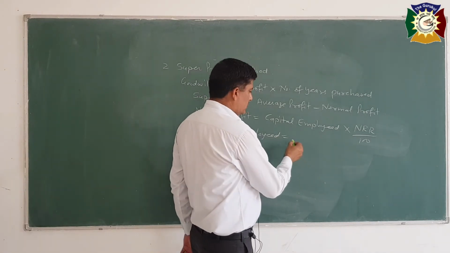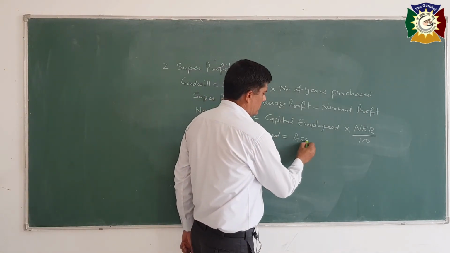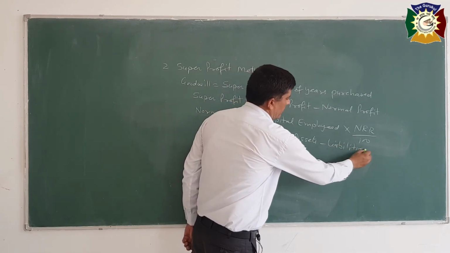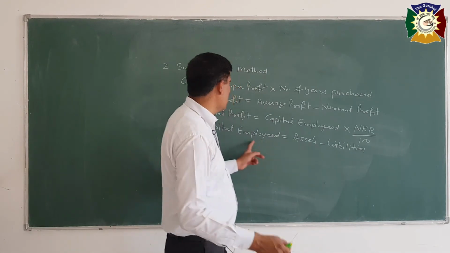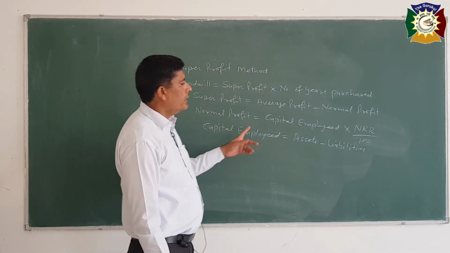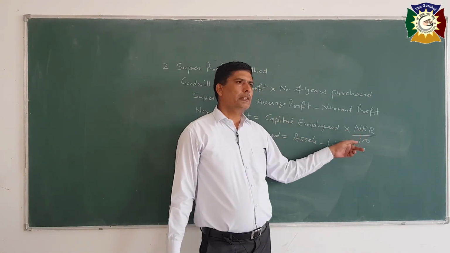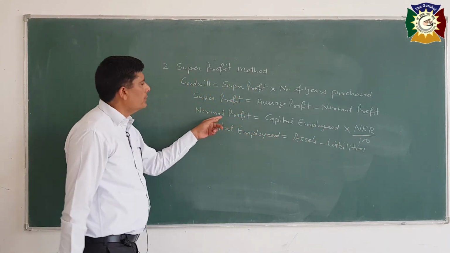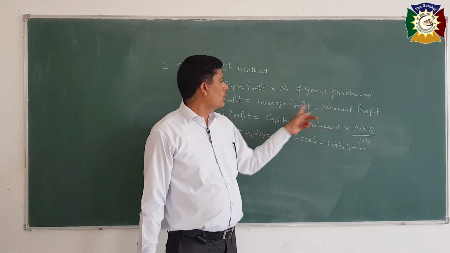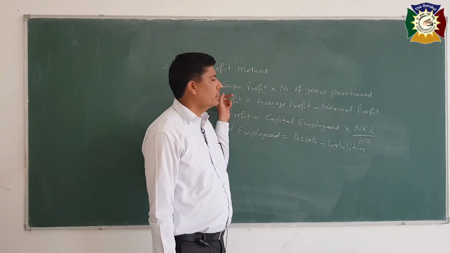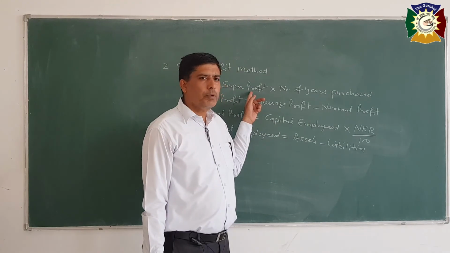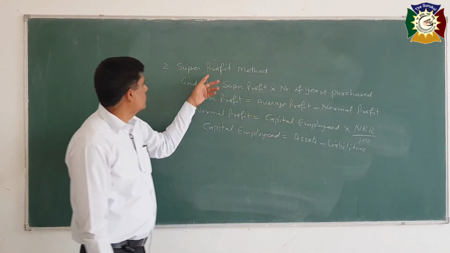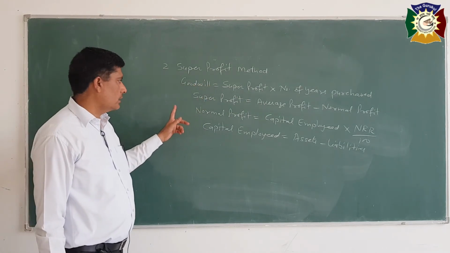Net assets means total assets minus total liabilities. So assets minus liabilities will be capital employed. Multiply it by NRR, that may be 10%, 20%, it will be given to you in the question. So you can calculate normal profit and deduct normal profit out of average profit, that will be super profit. And goodwill will be super profit into number of years purchase. In this way, you can calculate goodwill by super profit method.